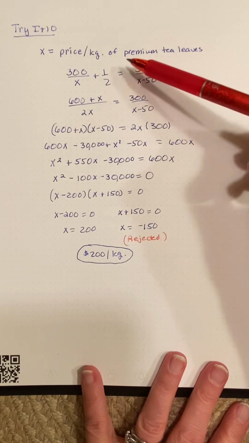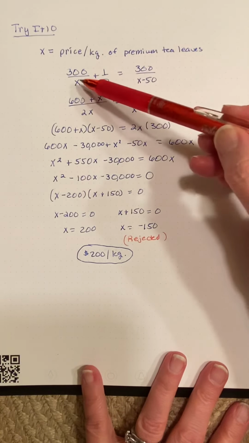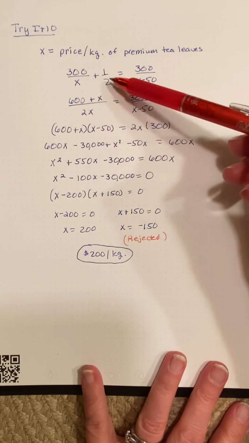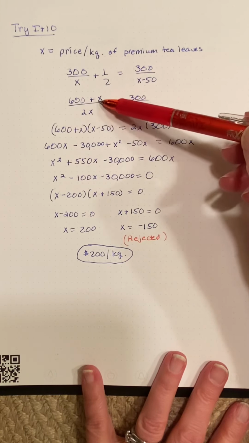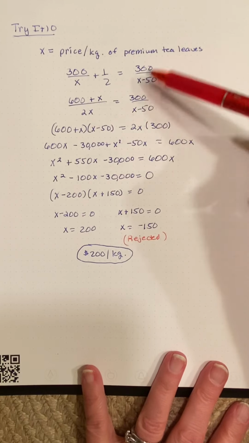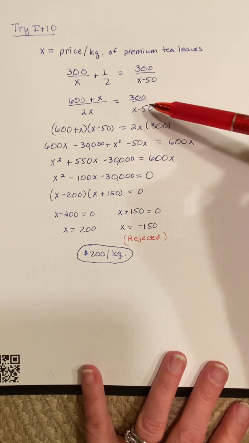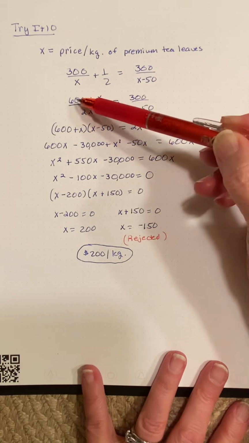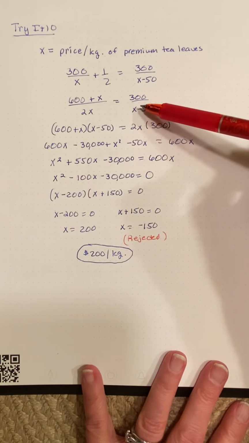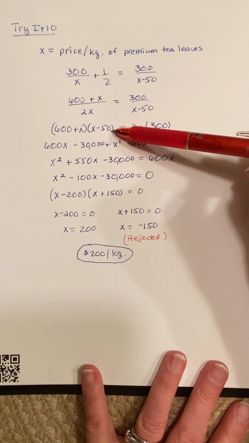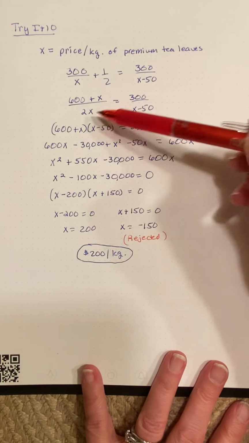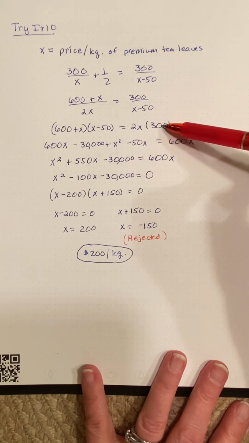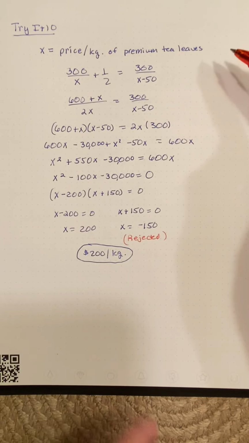So at this point, what I'm going to do is add these with common denominators, 2x. I do my crosses. So this becomes 600 and this becomes x. And of course, nothing happens over here. Now what I need to do is get rid of my denominators. So I take that 600 plus x times x minus 50, and I take 300 times that 2x. I chose to put the 2x in front of the 300 just because it lines up nicer that way.